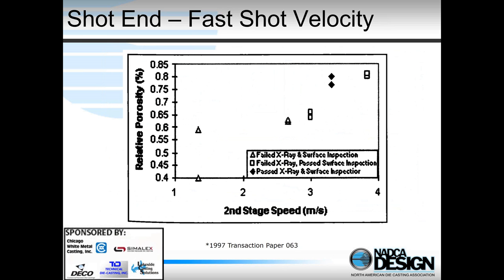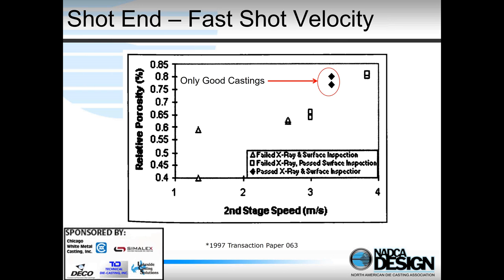So that was slow shot. Let's talk about the fast shot. Again here, this is another example to look at the effect of the surface quality as well as the internal quality via X-ray on the relative amount of porosity.